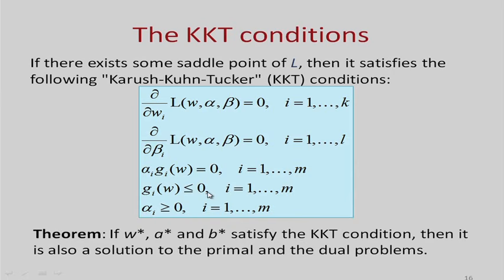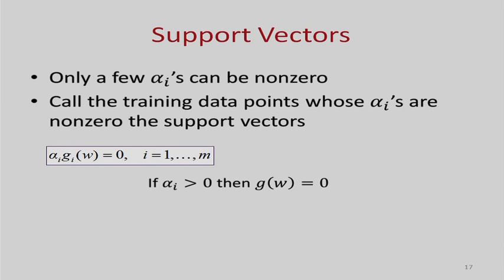So, these are the conditions that you get when the saddle point exists, and the theorem says if w star, alpha star and beta star satisfy the KKT condition, then it is also a solution to the primal and dual problems. With this brief outline of Lagrangian duality, let us go back to SVM and see how it can be applied there. The details of this theory are beyond the scope of this class. You can read some material on convex optimization if you want to learn more about this.